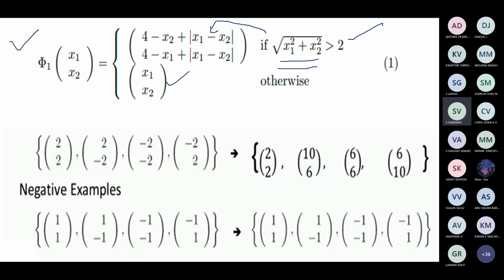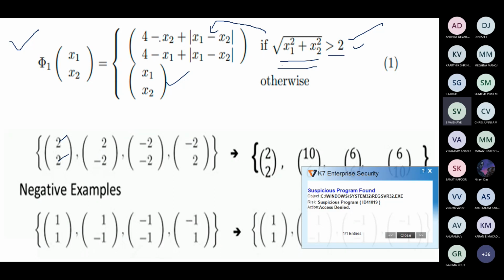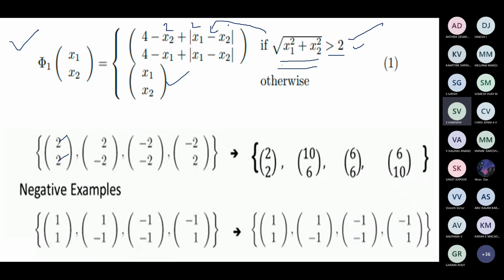If the condition fails, you will keep the points as they are. That's all, students. Okay, now let's take the first one, (2, 2). So 2 squared plus 2 squared is what? 4 plus 4, so the square root of 8 is greater than 2. Yes, it satisfies. So x2 is 2, x1 is 2, x2 is 2. So 2 minus 2 is 0. Then 4 minus 2 is 2. So I get 2.